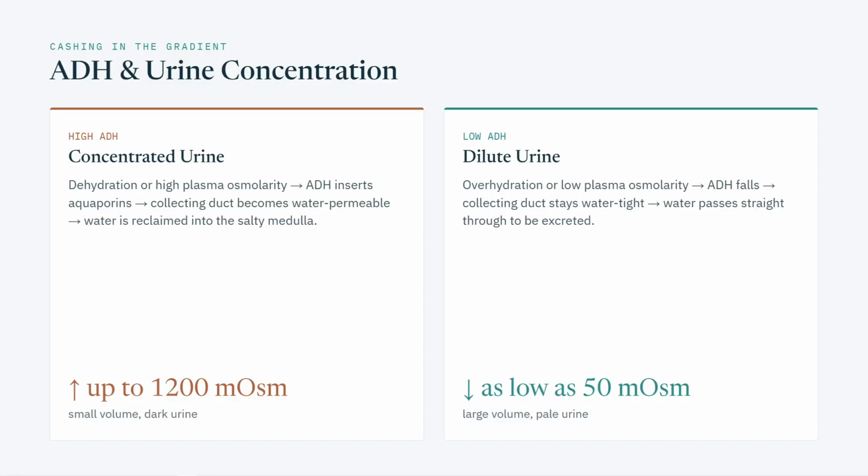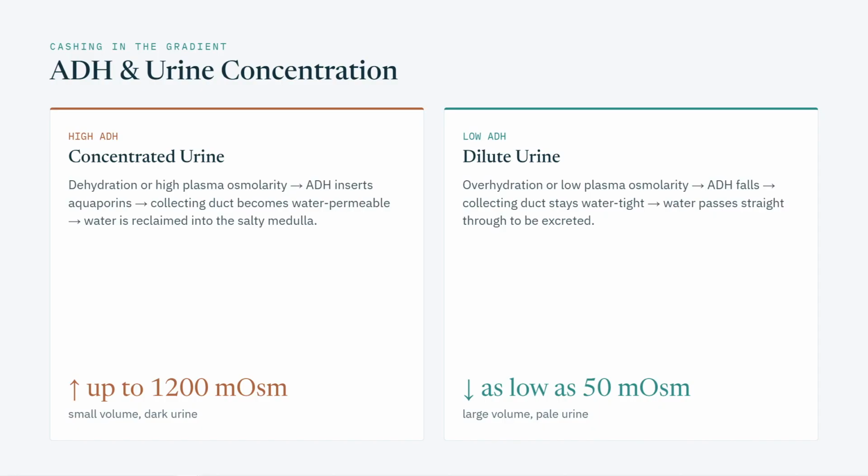That gradient is just potential. A hormone decides whether to cash it in. That hormone is ADH, antidiuretic hormone. When you're dehydrated and your blood gets concentrated, the pituitary releases ADH. ADH inserts water channels, aquaporins, into the collecting duct wall. So as filtrate passes down through that salty deep tissue, water is pulled out and returned to the blood, and you produce a small volume of concentrated, dark urine up toward that 1200 number.